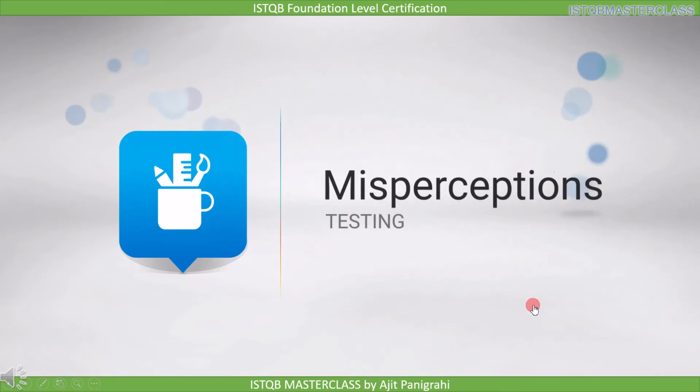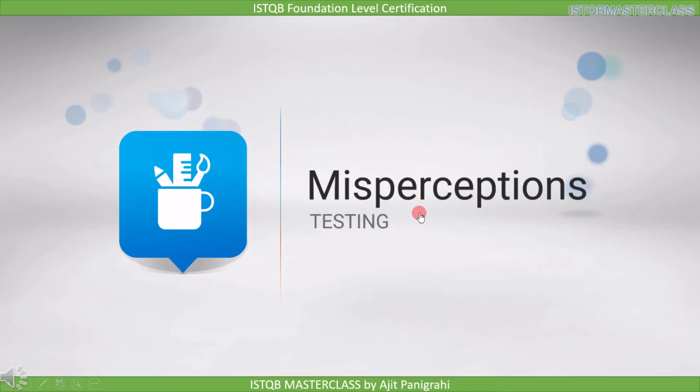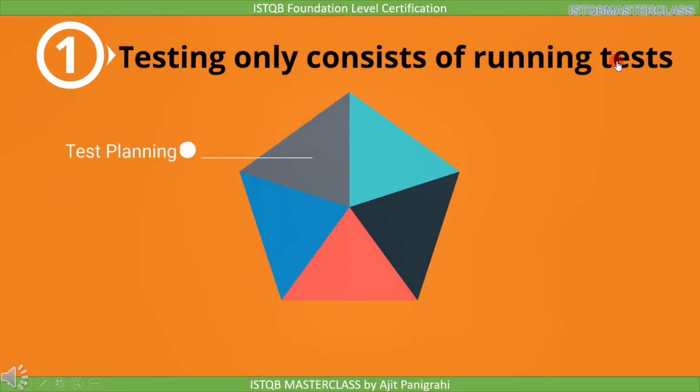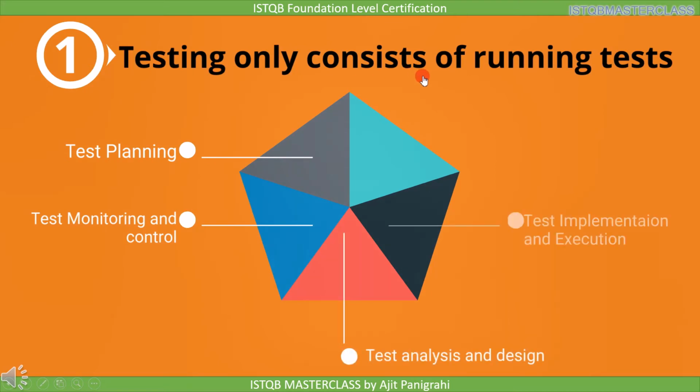Now we will see some of the misconceptions about testing. First misconception is testing only consists of running test cases, which is completely wrong, as testing is a process and it consists of many activities as listed here. It consists of test planning, test monitoring and control, test analysis and design, test implementation and execution, and finally test completion. We will discuss each of these activities in detail in our future lecture. But for time being, you need to remember these activities in the same order as listed here.